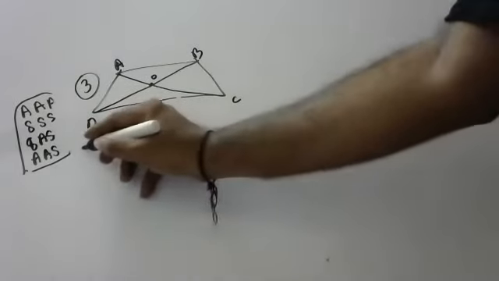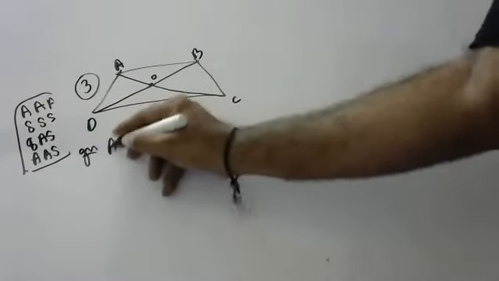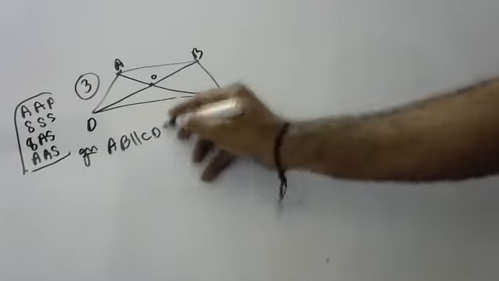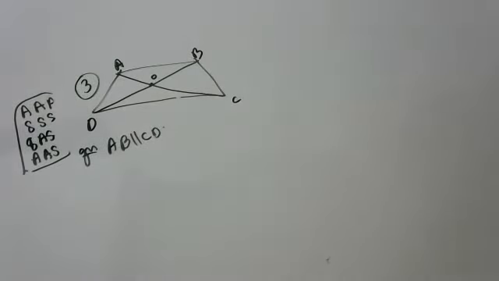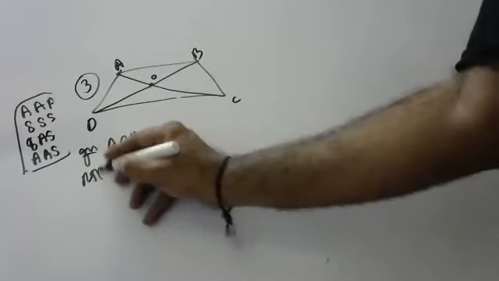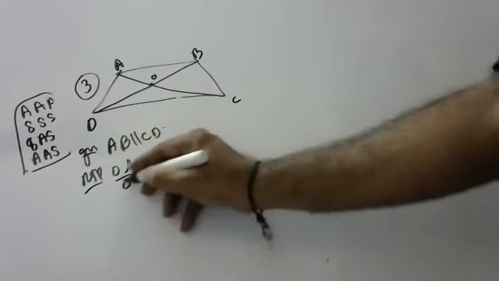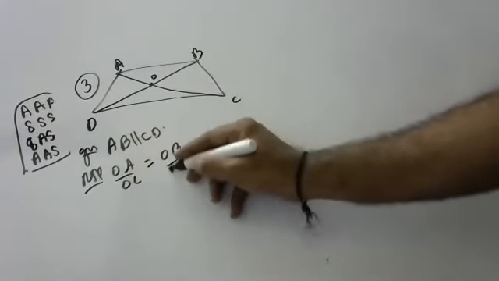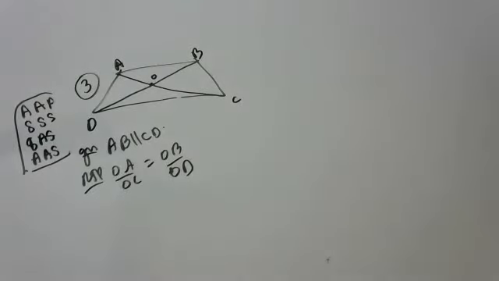Children, since it is a trapezium, what is a trapezium? AB is parallel to CD. Okay, so what is required to prove is that OA by OC is equal to OB by OD. We have to prove this. Children, let's prove it.